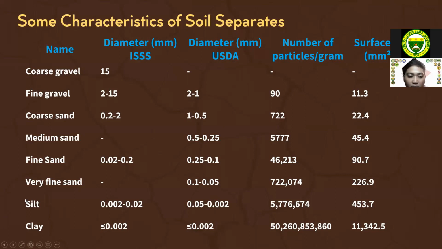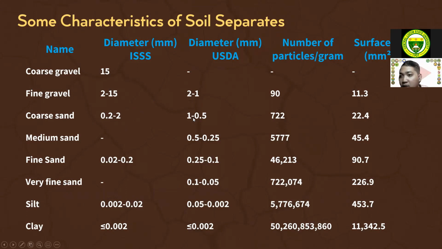Then we have the silt, which ranges from, according to USDA, 0.05 to 0.002. Okay? According naman sa ISSS, ang silt natin ay 0.002 to 0.02. So medyo mas malaki yung sa USDA kasi 0.05 compared to this ISSS which is 0.02. Then we have the very fine sand which starts with 0.05 hanggang sa 2 mm. Okay?